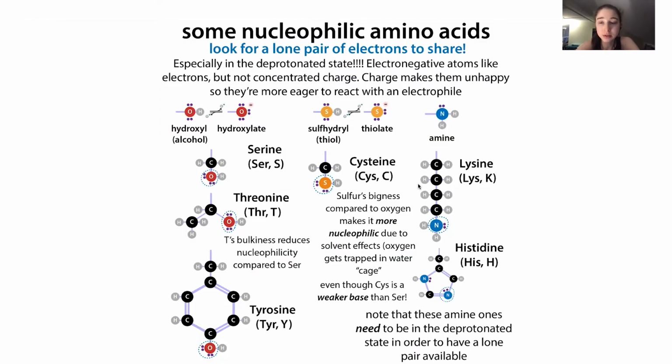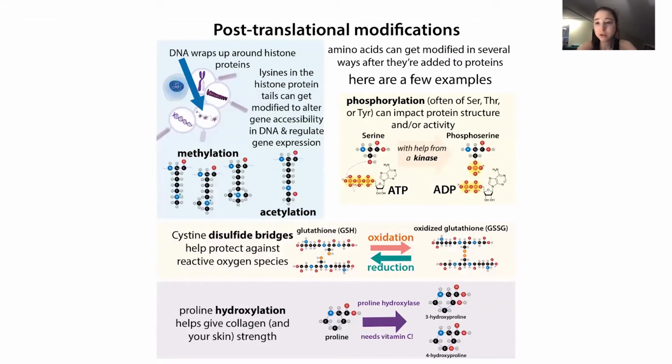There are several nucleophilic amino acids. We talked about serine and threonine and tyrosine, and cysteine, also lysine and histidine. For these, they have to be deprotonated, which is why they often need an enzyme's help to do so. But they have this lone pair of electrons, and these are highly nucleophilic in this state. This allows them to form bonds to other things, and to become post-translationally modified, as well as other things.